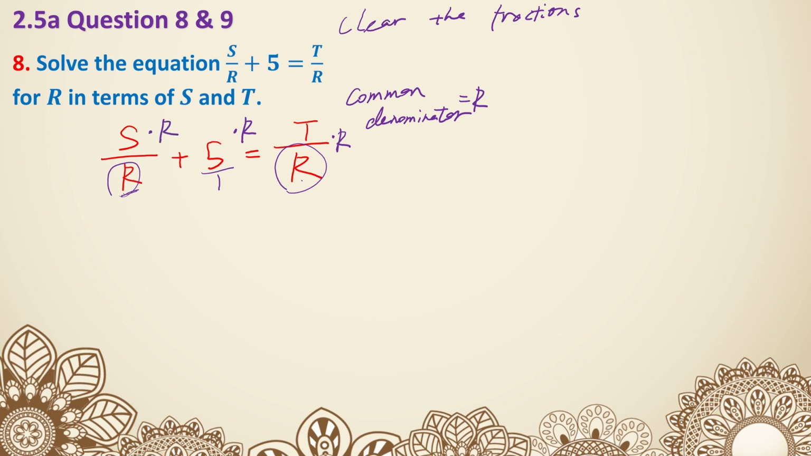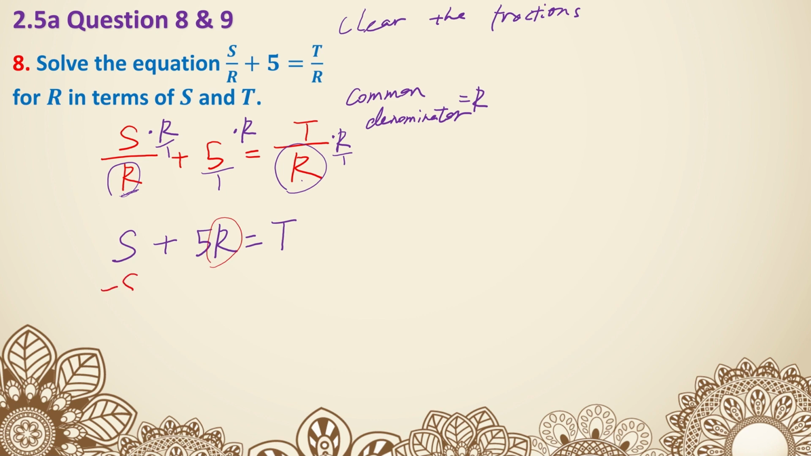Okay, s over r times r over 1. Well, it's sr over r, so it's just left with an s. Then 5 over 1 times r is just 5r, equals t over r times r over 1 is tr over r, which is just a t. And now, as soon as I get the r out of the denominator, I only have 1 r left. So now it's easier.